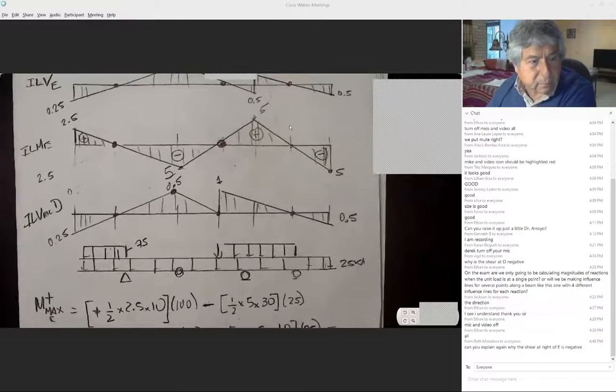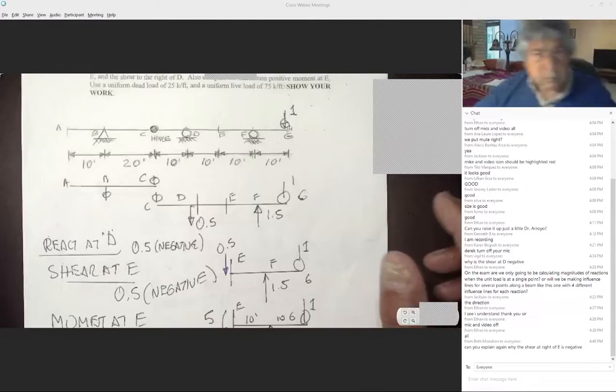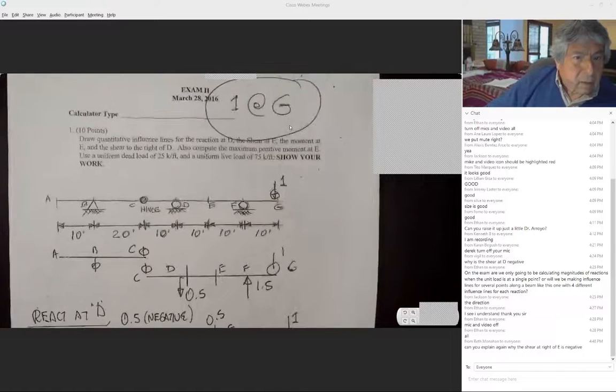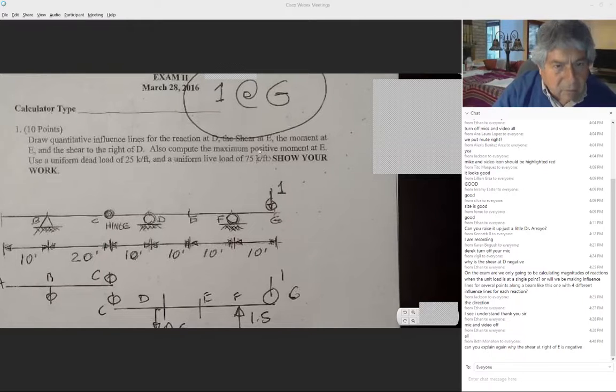What I have down here is one of the questions. They want you to compute the maximum positive moment at E, because it could also be maximum negative. They give you the unit for the dead load, 25 kips per foot, and the live load. The dead load is always there. We cannot get rid of the dead load. The live load moves. So if they want to find the maximum positive moment at E, we're going to look at the influence line for the moment at E.